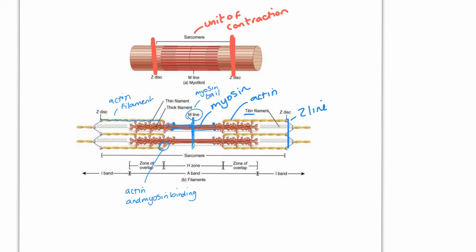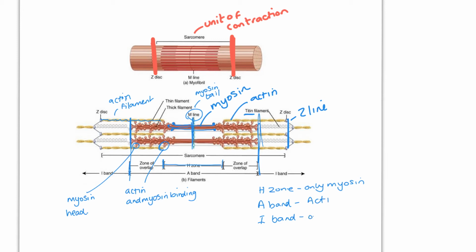So we can see the thin lines in the diagram are made up of actin, and the thick lines are made up of myosin. The tails of the myosin meet at the M line. And then what other names do we have here? The H zone is the area that contains only myosin filaments. The A band contains both actin and myosin, and the I band contains only actin. Take note that the I band crosses the Z line.